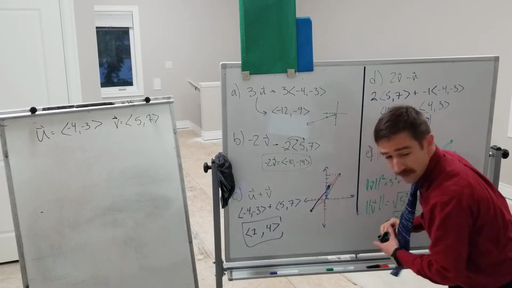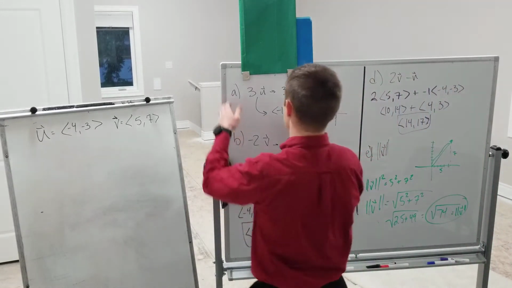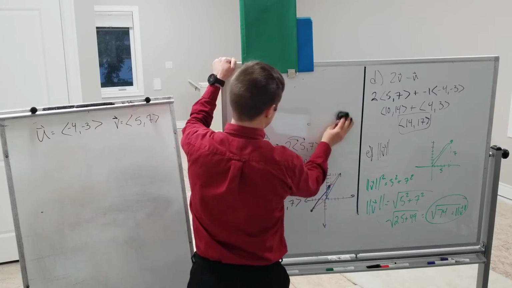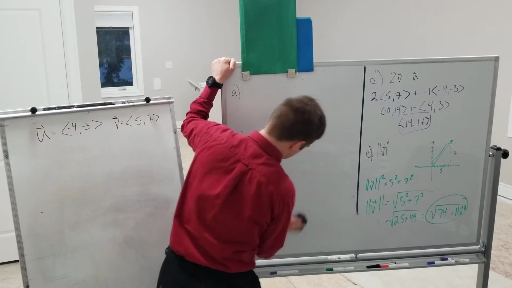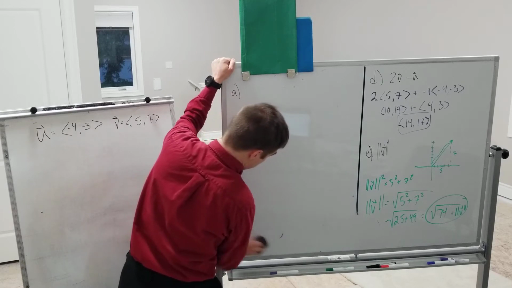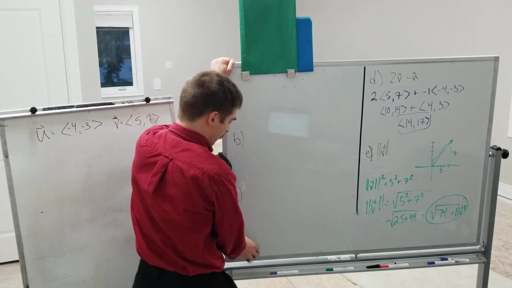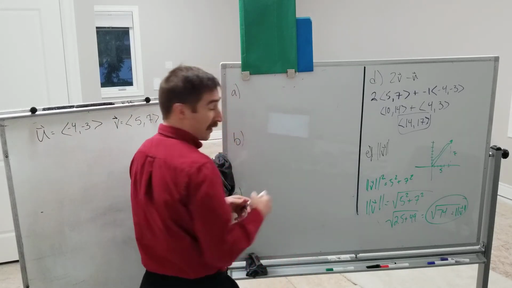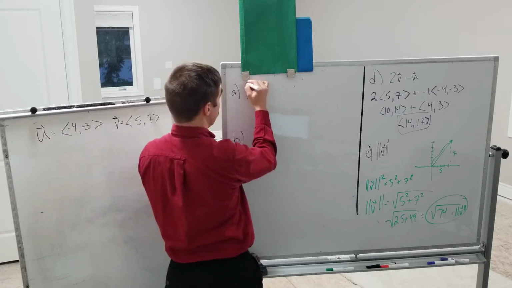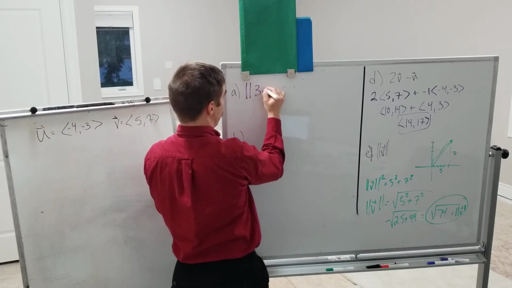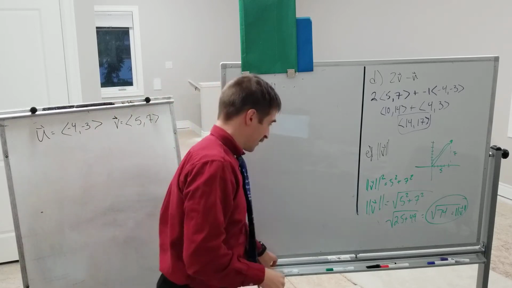All right, let's do a little bit more work with these vectors and then we'll go from there. Knowing how to find the magnitude of v, go ahead and find the magnitude of 3u. So just do that on a piece of paper while I erase the rest of this stuff.